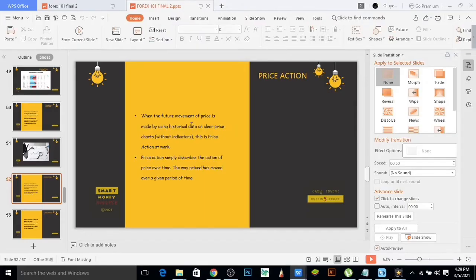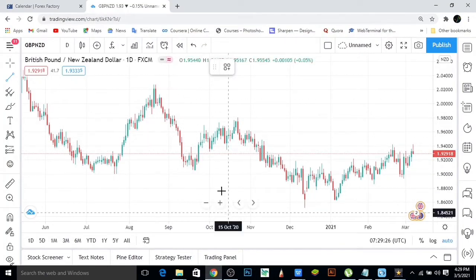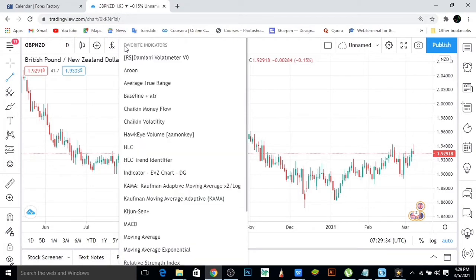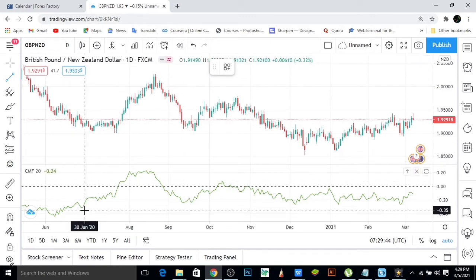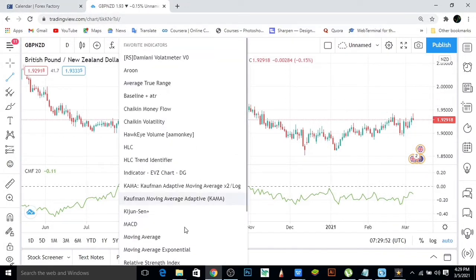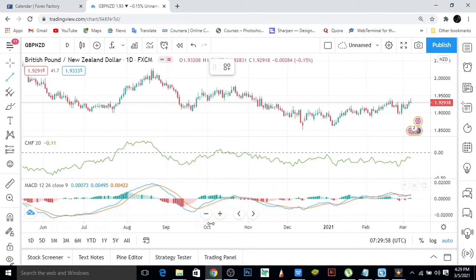Now back to that same chart. You can see that all I have here is just the chart. I can decide to put indicators. Let me put money flow. That's an indicator down there. You can see this green wavy line. That's an indicator. I can decide to add another indicator. Let's say I put the MACD. So I have another indicator down here.